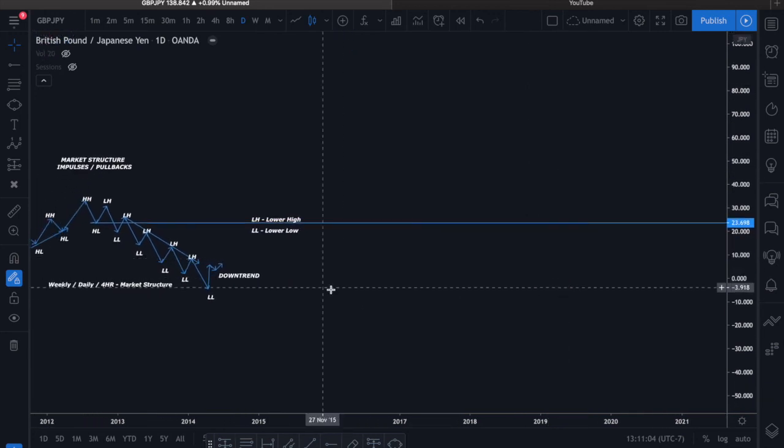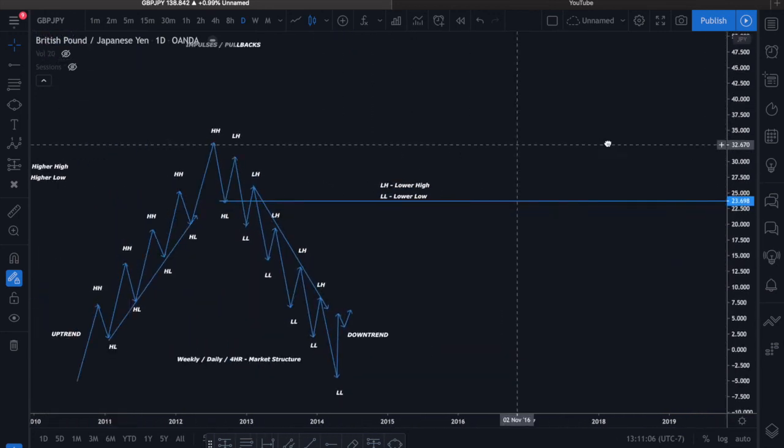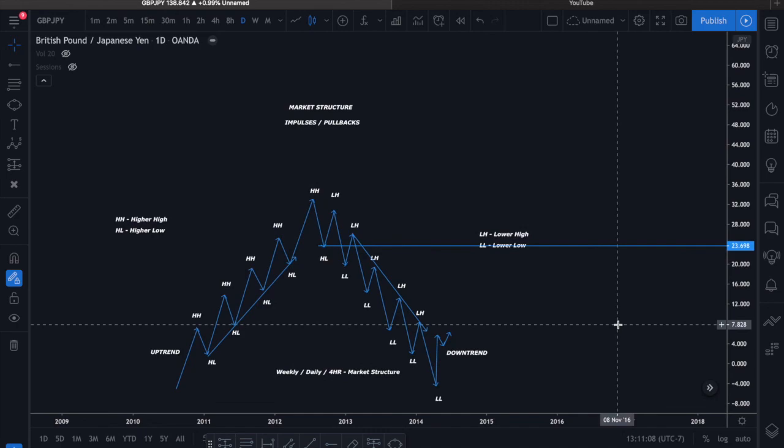So that is really it for structure. It's really, really simple stuff.